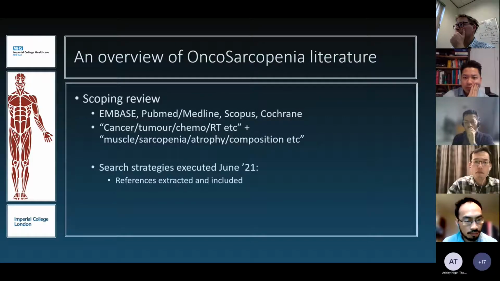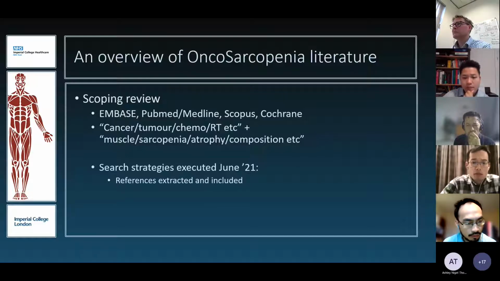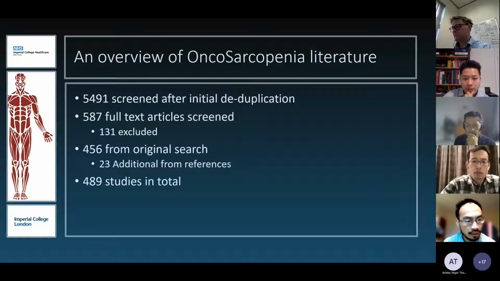So we had a look to see what is available in the literature in the cancer setting. We searched up until June of this year through all the main databases, and we looked at cancer-specific keywords and muscle-specific keywords. And then we had a look at references and extracted those as well. So you end up in the oncology literature with something like 5,500 initial hits, and then after we did title screening and full text screening, we ended up with just shy of 500 studies.